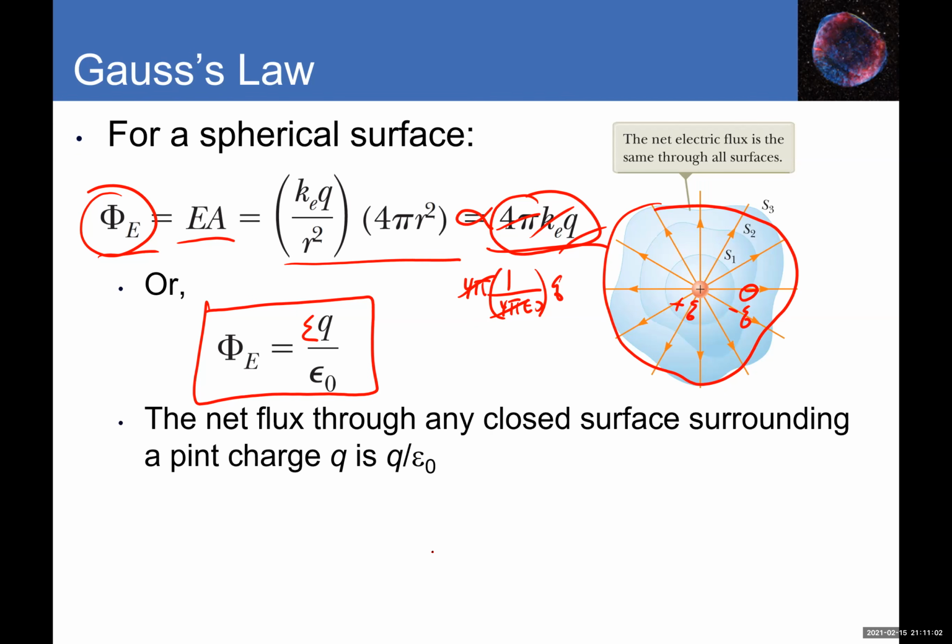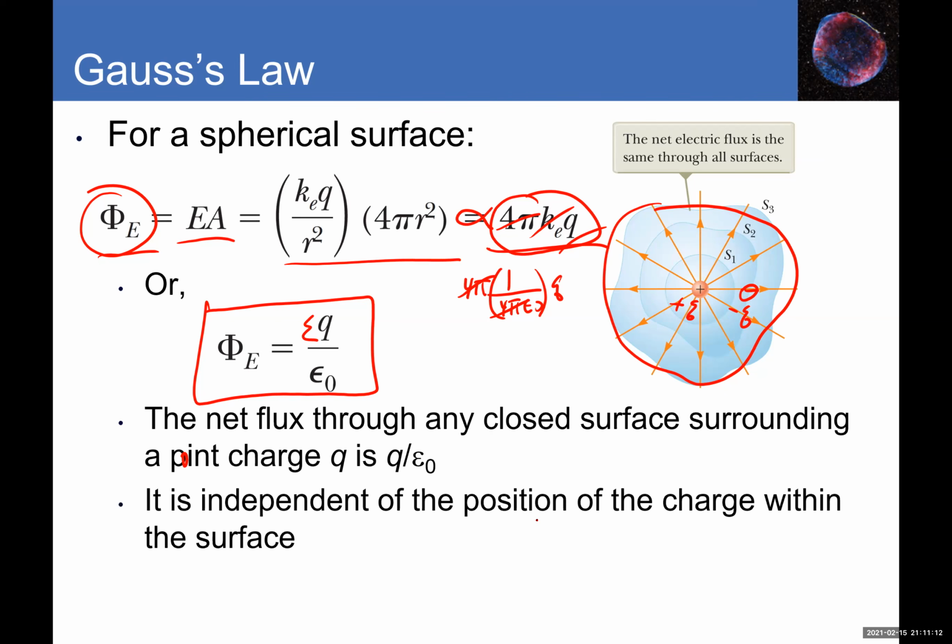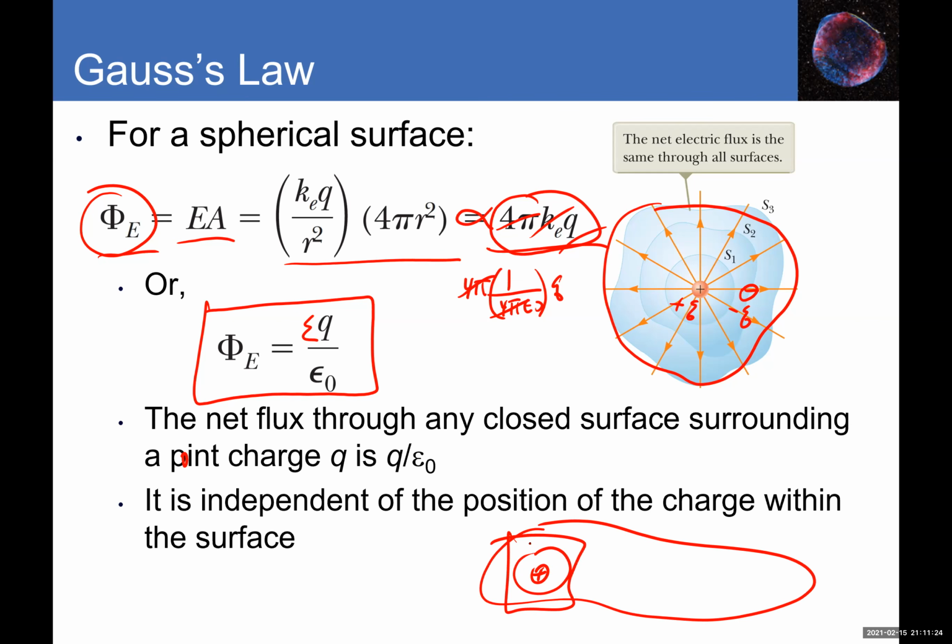It says the net flux through any closed surface surrounding a point charge Q is Q over epsilon naught. And it is independent of the position of the charge within the surface. That means, in a way, once I have a charge, it doesn't matter what type of surface I have. Could be something like that, could be something like this, could be something like that. The flux is equal to the charge inside my surface divided by epsilon naught.